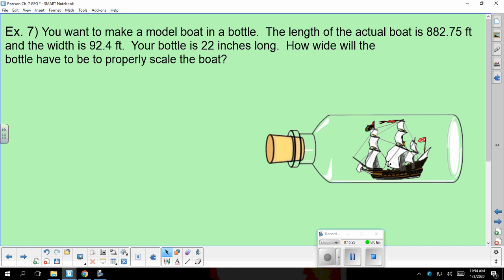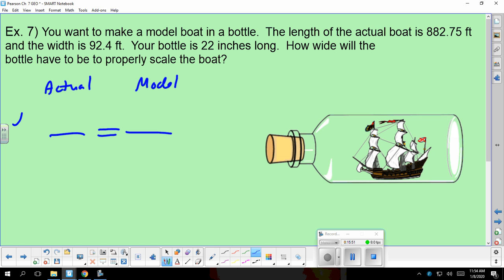This is the most common use of proportions, dealing with scales. All of us have seen maps and has a scale on the bottom, right? It's where we want to go ahead and go from one unit of measurement to another. This is how we do that. Right? What I'm going to do is set up a proportion. I'm going to have my actual boat on one side and my model boat on the other.